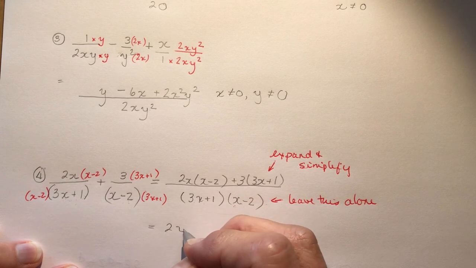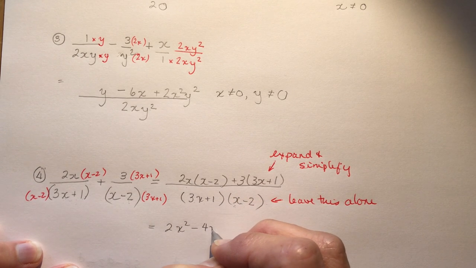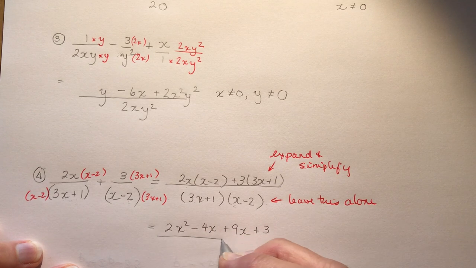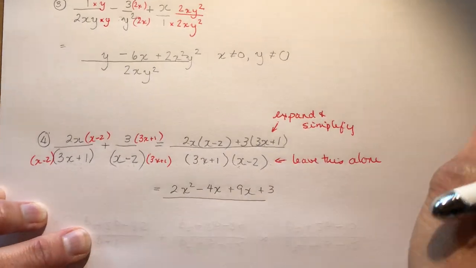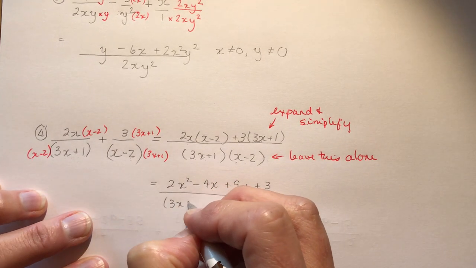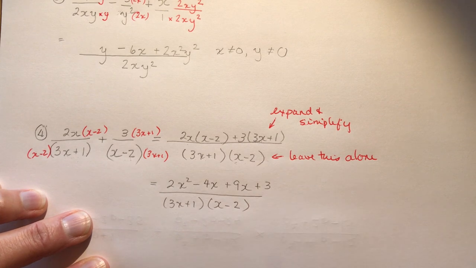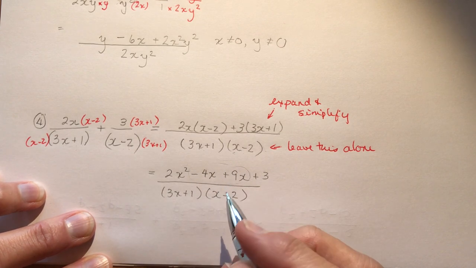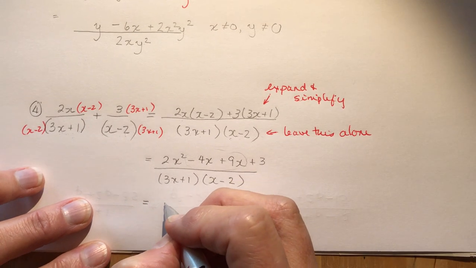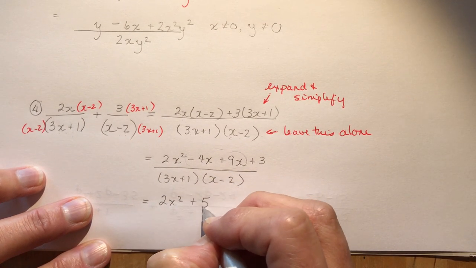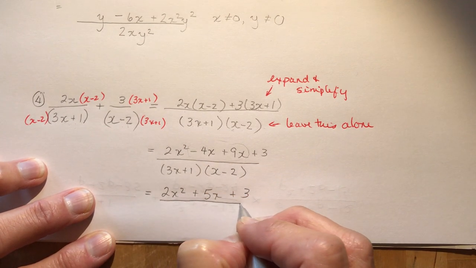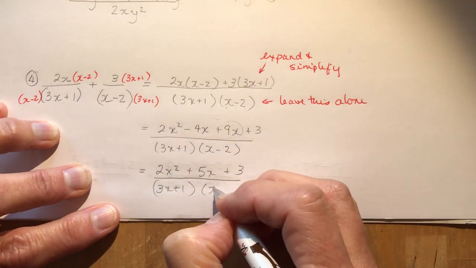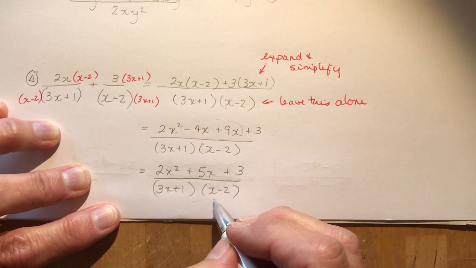So I have 2x times x is 2x squared. 2x times minus 2 is minus 4x. 3 times 3 is 9 x's, and 3 times 1 is 3. All over 3x plus 1 times x minus 2. And I still have one more step to do here with the numerator, because you see I have some terms here that can be simplified. One more step. So that's going to give me 2x squared plus 5x plus 3 all over 3x plus 1 times x minus 2.